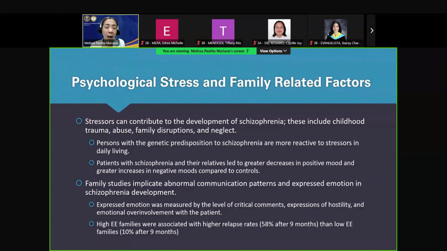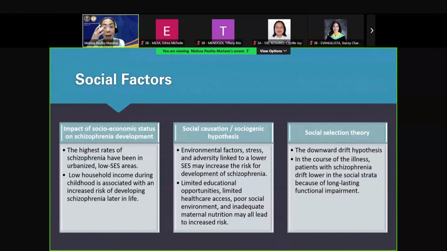So you imagine a family that is super over involved with you, but also in a very, very negative way, and they will not hesitate to let you know every single moment of every day. That's high expressed emotion. And high EE families were associated with higher relapse rates for their patients, with a relapse rate of 58% for high EE families, compared to a relapse rate of 10% for low EE families. So the environment that they live in continues to matter.